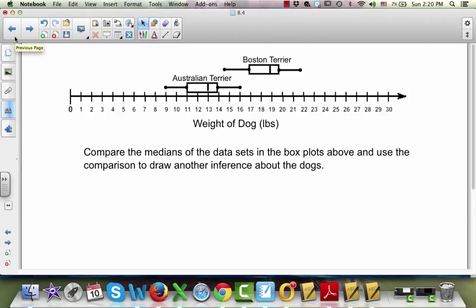Okay, compare the medians of the data sets in the box plots and use the comparison to draw another inference about the dogs. Well, let's look at the medians. The median weight of a Boston Terrier is 19 pounds. The median weight of an Australian Terrier is 13 pounds. So what kind of inference could you make about those two types of dogs? You can see here, even though some Australian Terriers are bigger than some Boston Terriers, on the average, a Boston Terrier is going to be bigger than an Australian Terrier.